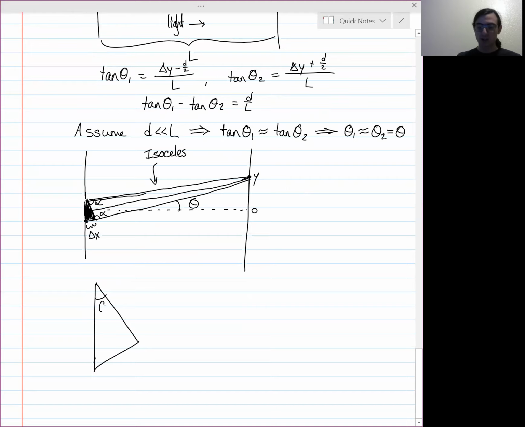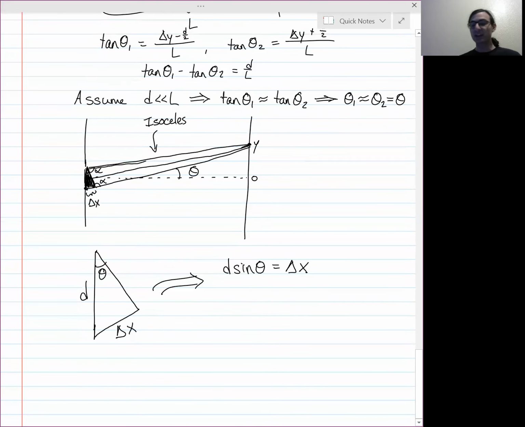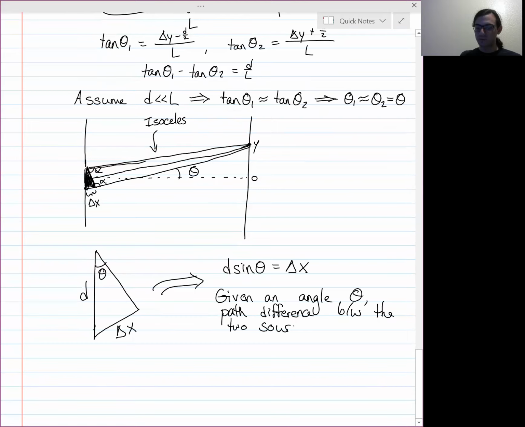You could do some trig and find that that is equal to theta. This is the distance between the slits, d, and this is delta x. And so from that triangle, we get the following equation, that d sine theta is equal to delta x. And so that means that given an angle, and that angle will correspond to a position on the screen, we get that the path difference between the two beams, or the two sources, is delta x, which is d sine theta. And you obviously need to know the distance between the slits.